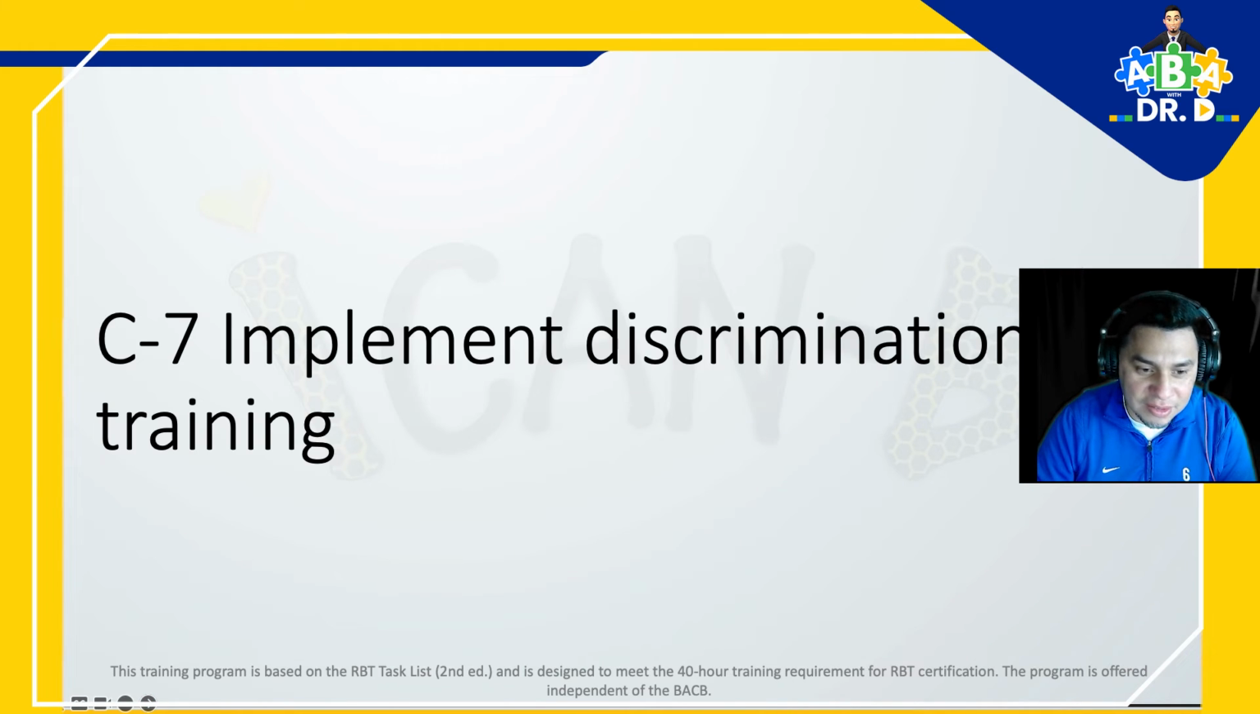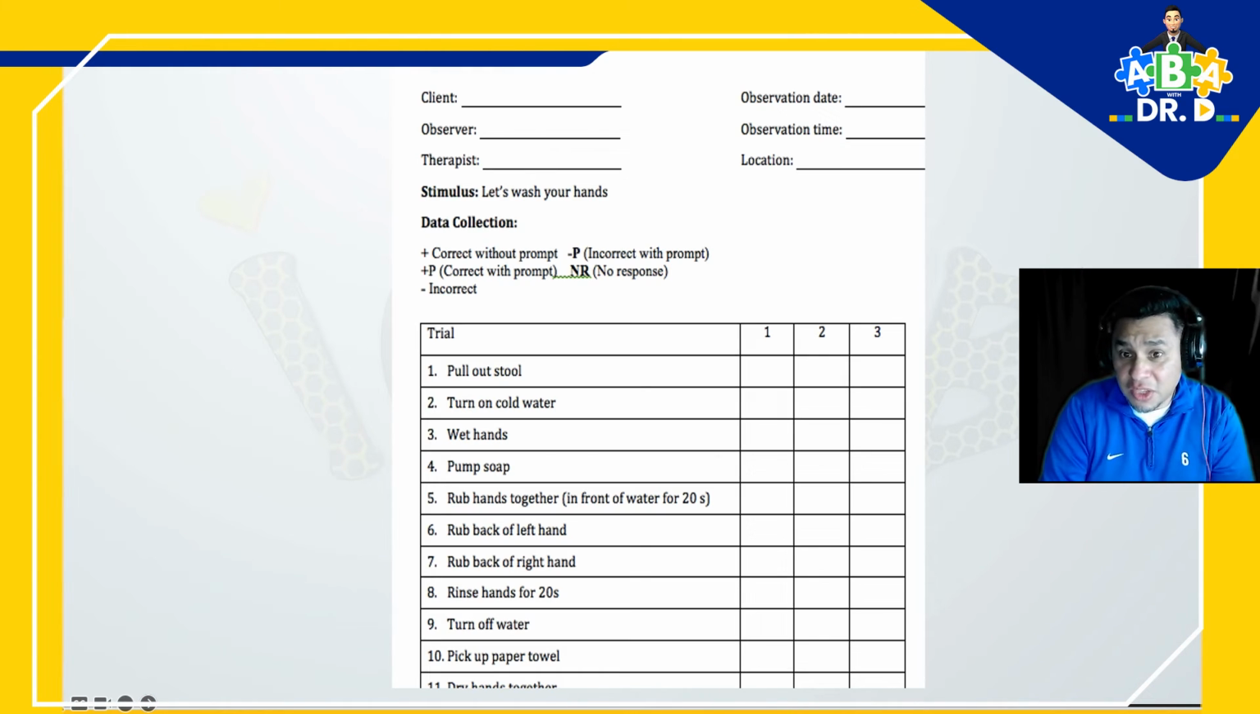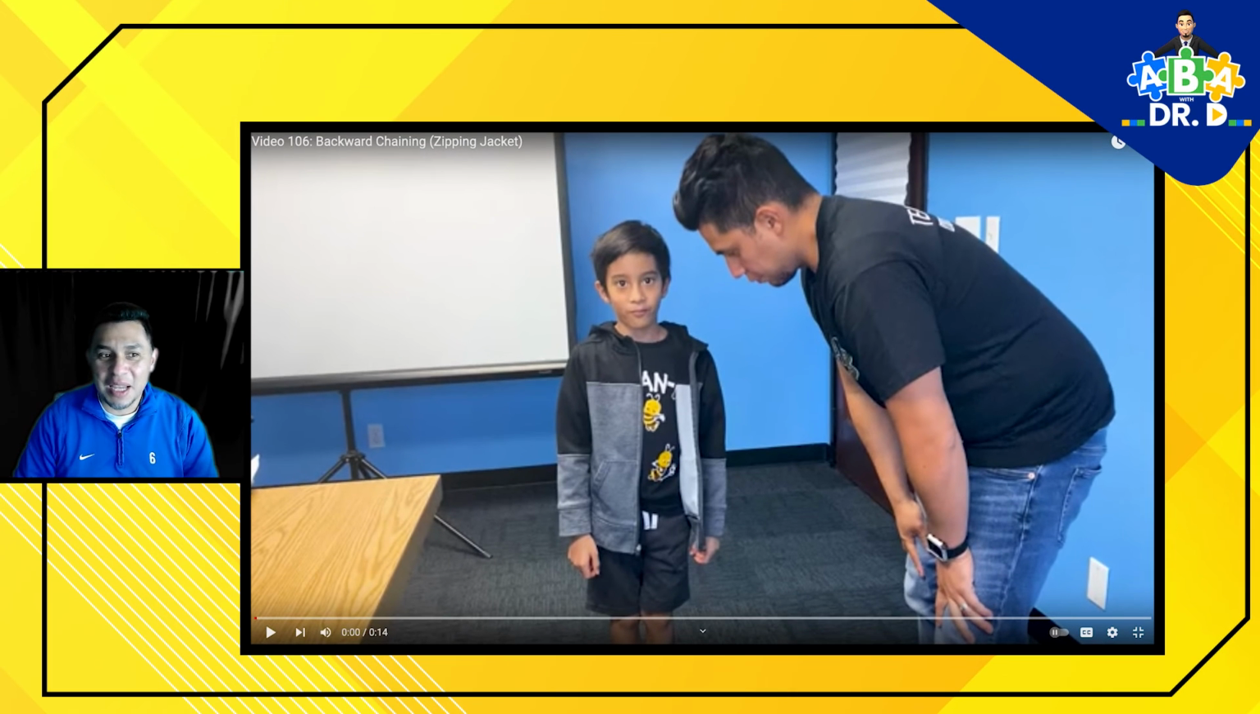Okay, so that's going on to something else, but now we're going to watch a video. There's a backward chaining video out there that we're going to watch together and analyze. Welcome back. This is video 106 from our entire sequence of videos for video models. If you want to watch it independently, you can. It's called video 106, backward chaining zipping jacket. It's going to be a really quick video.